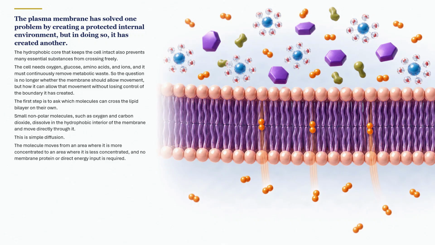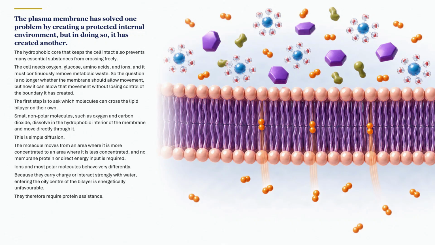The molecule moves from an area where it is more concentrated to an area where it is less concentrated, and no membrane protein or direct energy input is required. Ions and most polar molecules behave very differently. Because they carry charge or interact strongly with water, entering the oily center of the bilayer is energetically unfavorable. They therefore require protein assistance.